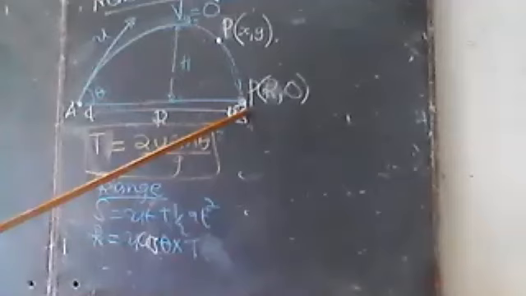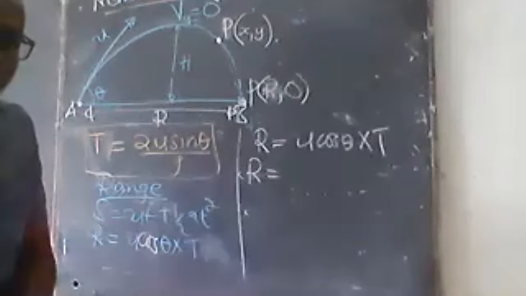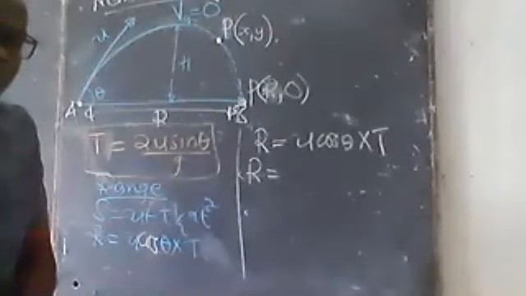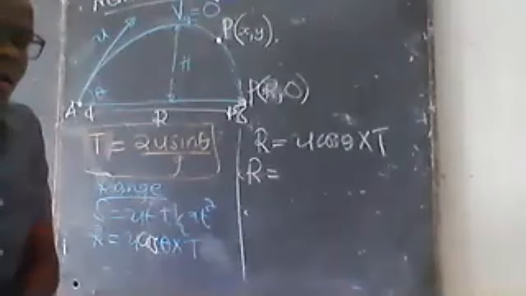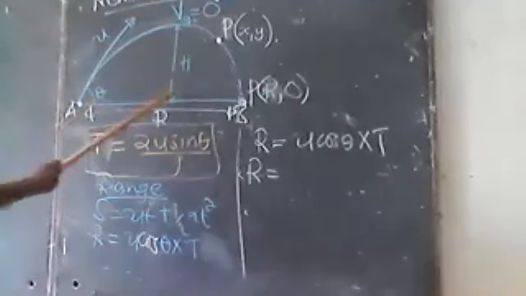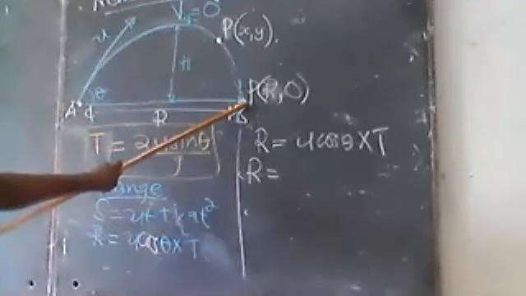What is range? Range is distance. Range is the horizontal distance covered, from point A, the point of projection, to where the body lands on the same horizontal ground. Is it okay? This horizontal distance covered is what we are calling the range.